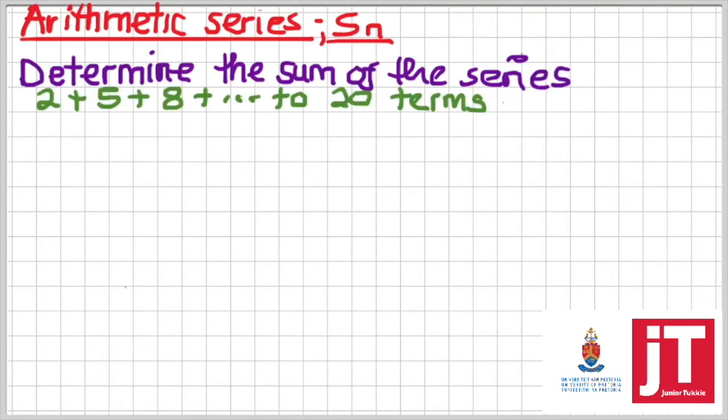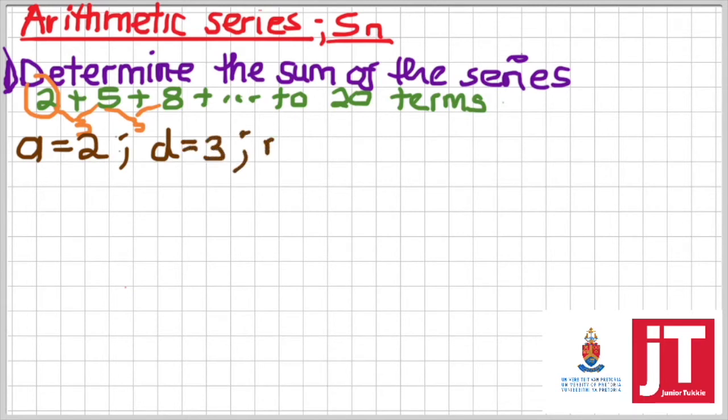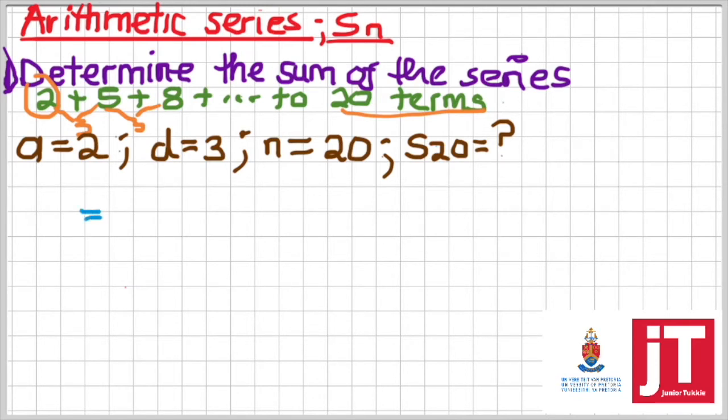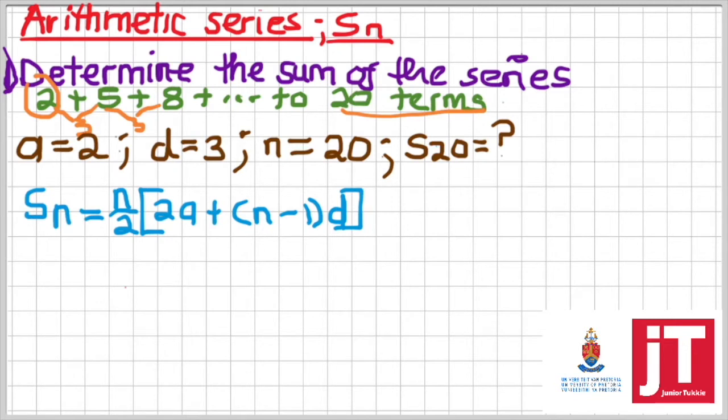Determine the sum of the series 2 plus 5 plus 8 plus up to 20 terms. Important to realize that your a is 2 and the common difference you're going to get is 3. Then state your values: a is equal to 2, d is equal to 3, n is equal to 20, and obviously your S20 is your unknown. So we're looking for the sum of the first 20 terms. We're going to use the formula for the arithmetic series given by Sn is equal to n over 2 into (2a plus (n minus 1)d), representing the sum of our series.